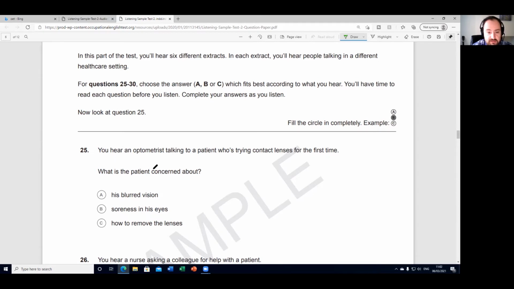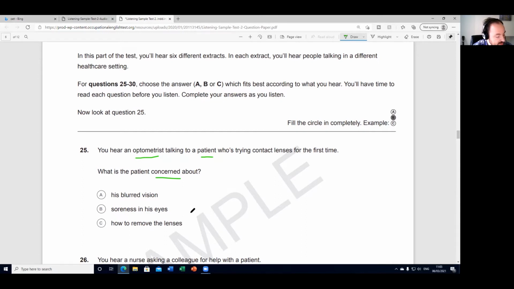Okay, next thing is to look at this information here and to decide who is talking and what the purpose is. So right away, we know it's an optometrist, we know it's a patient, and we know that the patient is concerned about something. So if we want to know who's talking, it's the optometrist with the patient, and they're talking about a concern that the patient has. So right away, we've got it quite clear in our head what we're listening for. We're already setting the scene. We're already predicting what it could be about. They're trying contact lenses for the first time. So we start to think about what kind of concerns they might have related to trying these contact lenses for the first time. Okay, and the next thing is to look at the options.